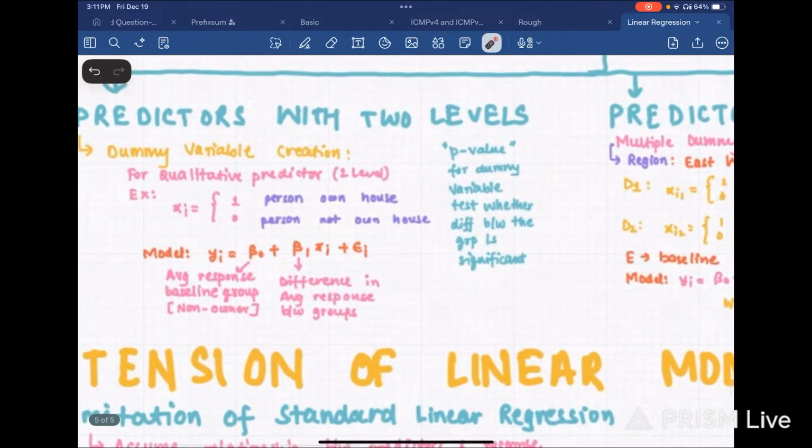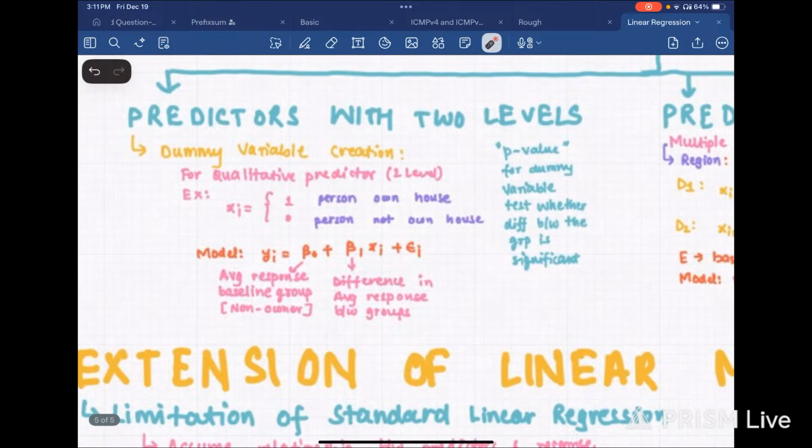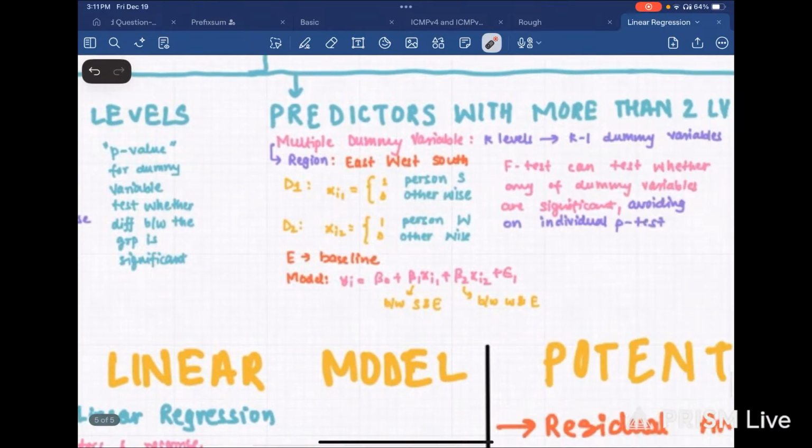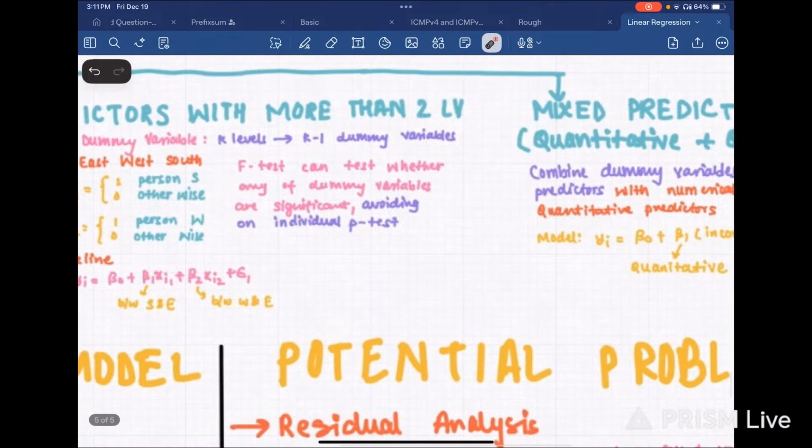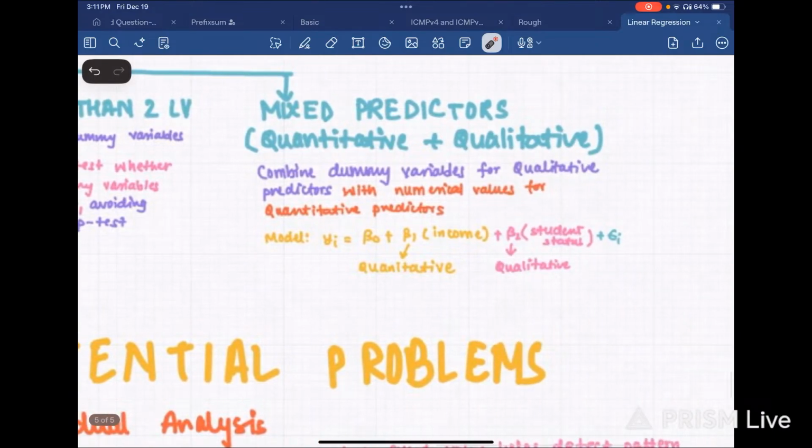If there are predictors with only two levels, we will use p values, and if there are more than two levels, then we will use k minus one dummy variables. We will have mixed predictors if we have both quantitative and qualitative responses. So combine dummy variables for qualitative predictors with numerical values for quantitative predictors.